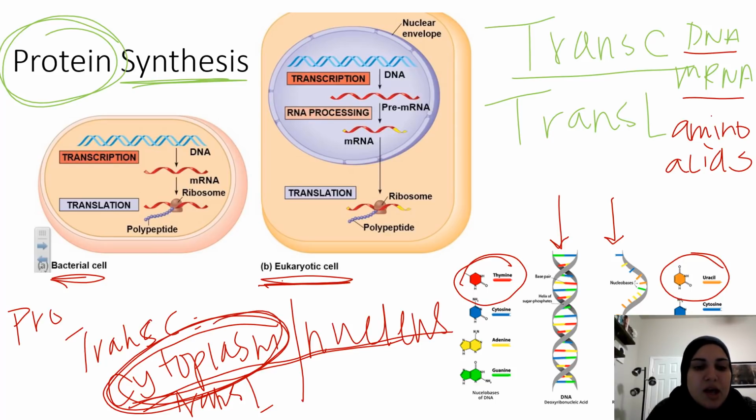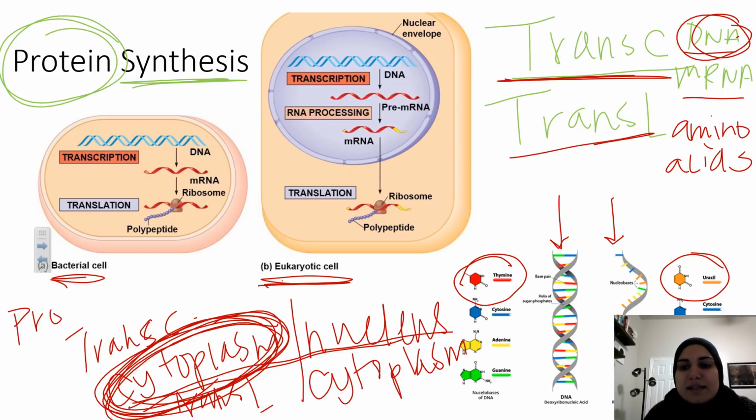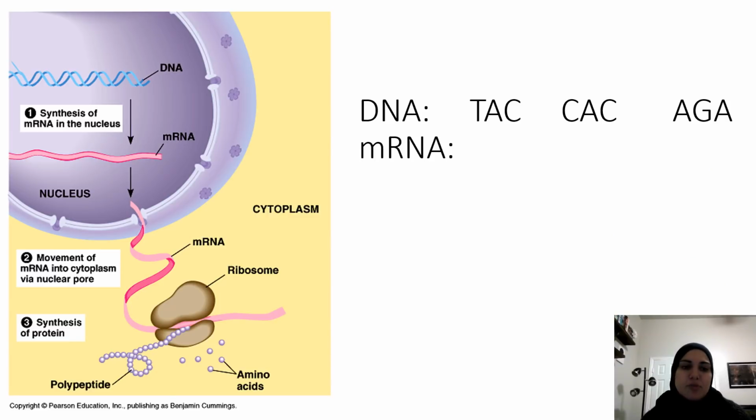Phone alarm, sorry. It has to happen in the cytoplasm of prokaryotes. For eukaryotes, it has to happen in the cytoplasm as well. So transcription happens where the DNA is, so that's cytoplasm for prokaryotes, that's nucleus for eukaryotes. For translation, it happens where the ribosomes are, that's cytoplasm for both. All right, let's actually look at these processes.